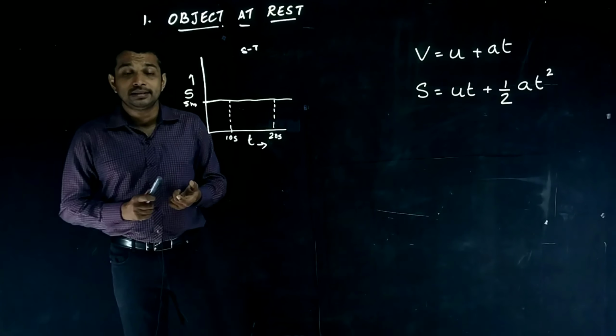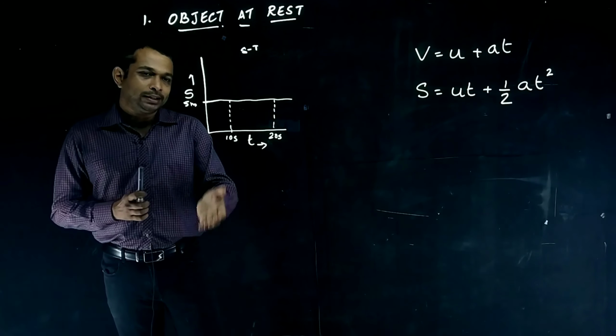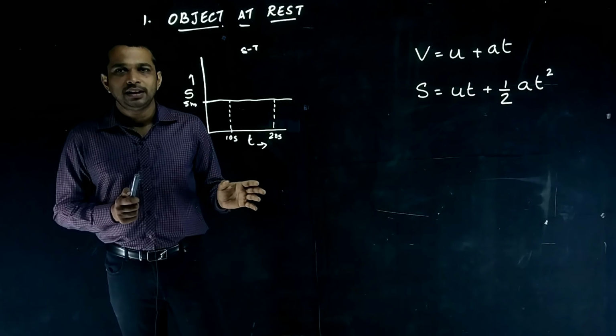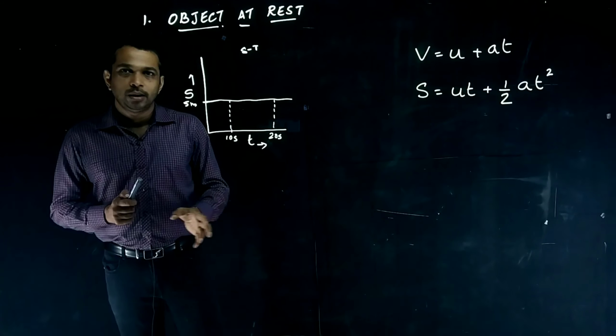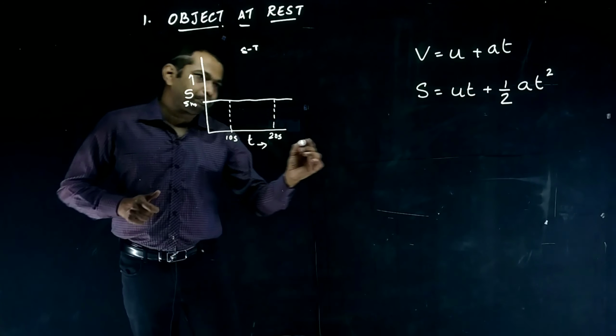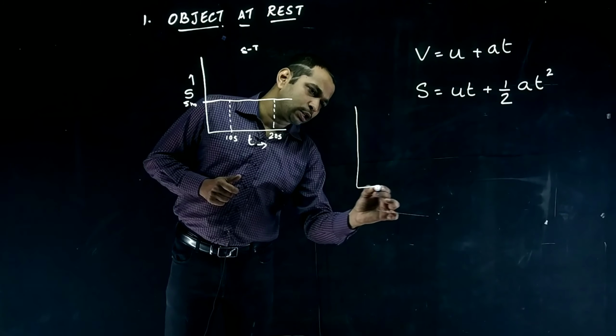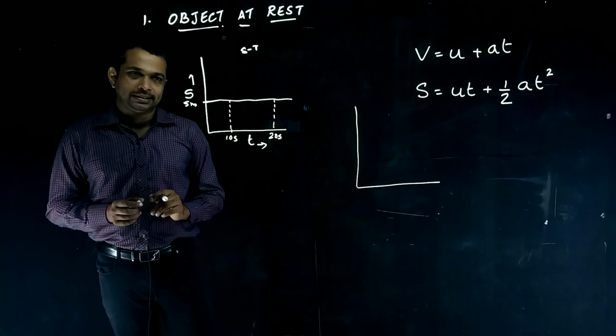Now let's discuss how the velocity time graph will look. Naturally, when the object is at rest, there is no velocity, and the concept of a velocity time graph itself is not there. But let's interpret it from the graph. What is the slope of a line which is parallel to the x-axis?